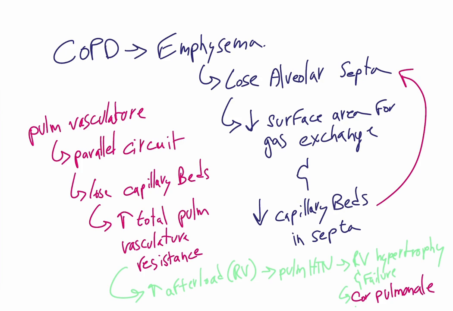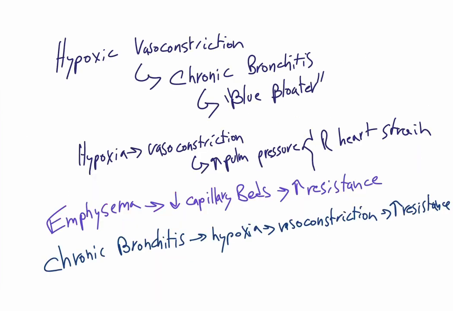Now, another mechanism they test is hypoxic vasoconstriction. This is more related to chronic bronchitis, more so than emphysema. In chronic bronchitis, the blue bloater, hypoxia causes vasoconstriction, which increases pulmonary pressure, and in turn, you'll get that right-sided heart strain. So again, just to recap this, emphysema is a loss of capillary bed with increased resistance. Chronic bronchitis, you'll have hypoxia followed by vasoconstriction. This is then followed by increased resistance. Either way, the right ventricle faces more pressure, resulting in cor pulmonale.